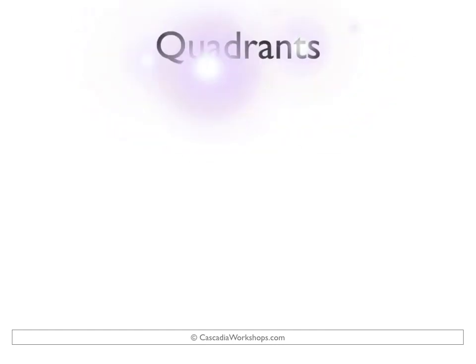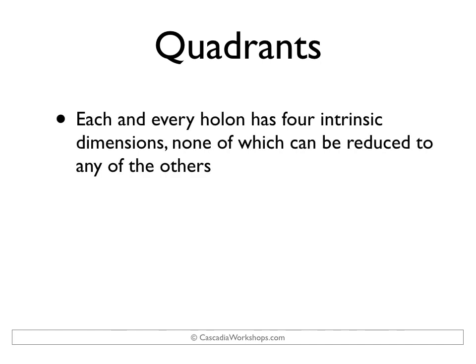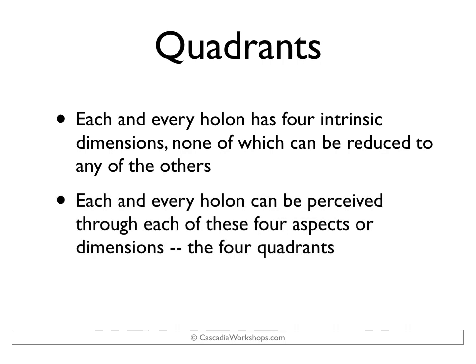Let's talk about the quadrants. Oh, and by the way, you are a holon too. So each and every holon has 4 intrinsic dimensions, and now we're really getting into the quadrants here. None of these 4 intrinsic dimensions, or the quadrants, can be reduced to any of the others. Really important point. Even though people try to reduce them, not possible. Each and every holon can also be perceived through each of these 4 aspects or dimensions.